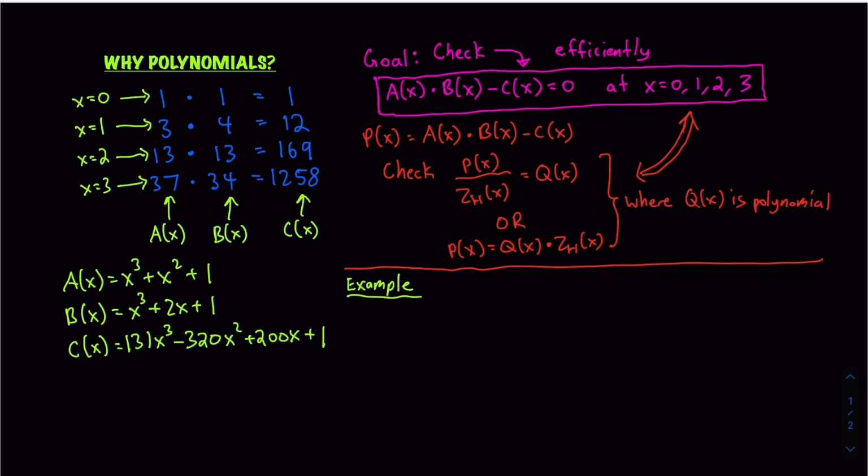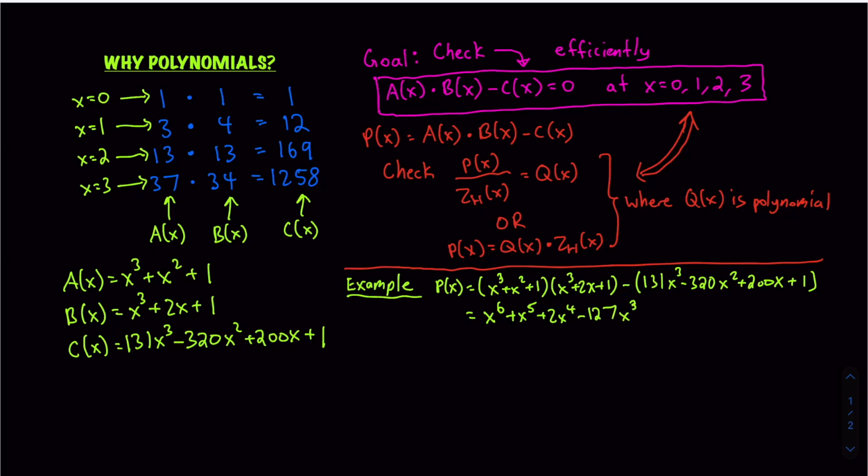To complete the example and make this concrete, recall our example polynomials. A of x equals x cubed plus x squared plus 1. B of x equals x cubed plus 2x plus 1. C of x equals 131x cubed minus 320x squared plus 200x plus 1. Then the polynomial representing the left-hand side of the multiplication equation is p of x equals a of x times b of x minus c of x, which equals x to the 6th plus x to the 5th plus 2x to the 4th minus 127x cubed plus 321x squared minus 198x.